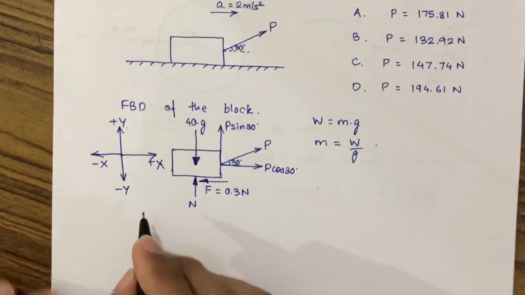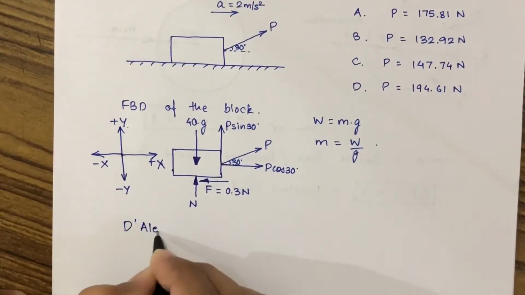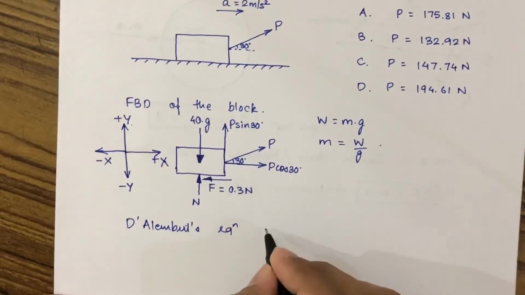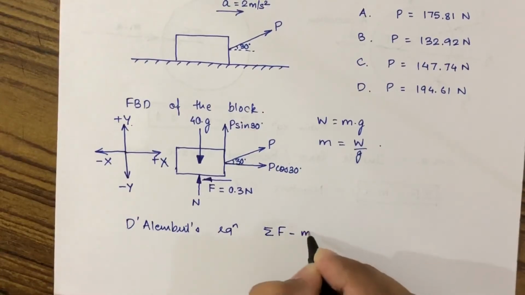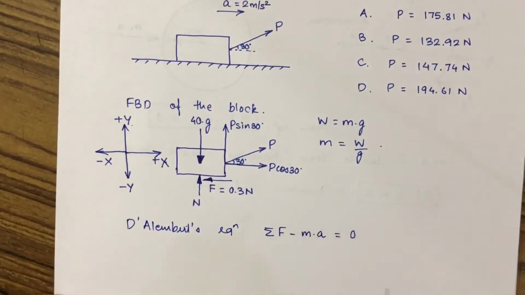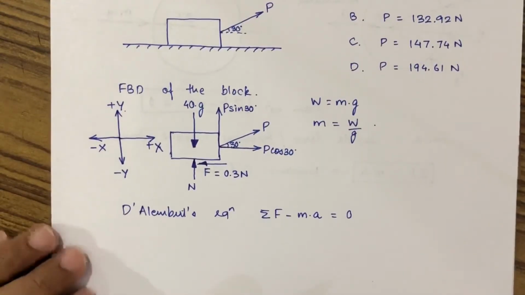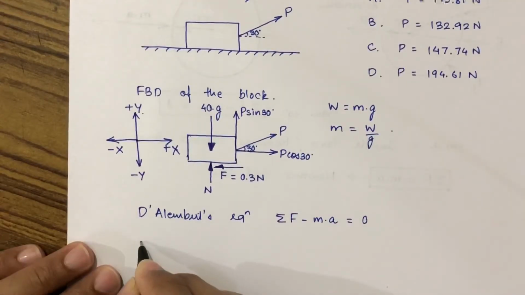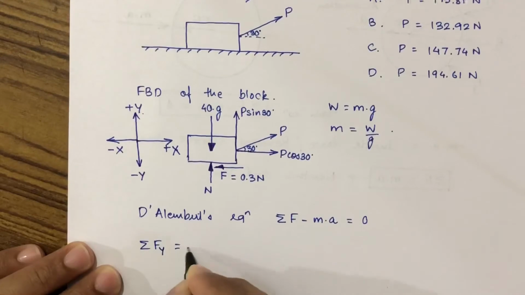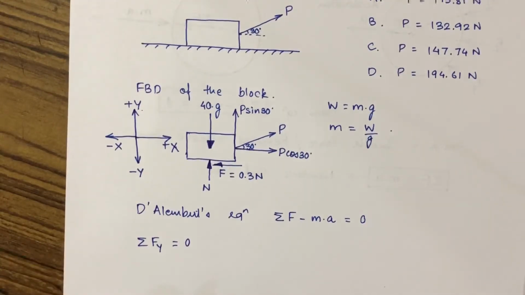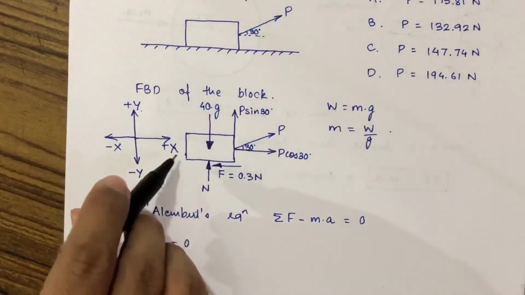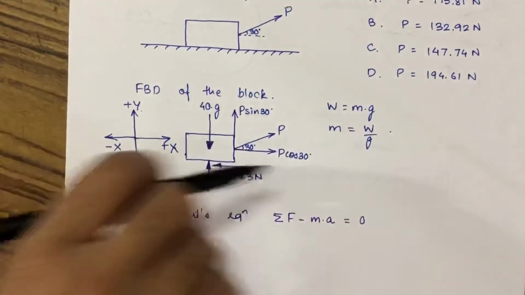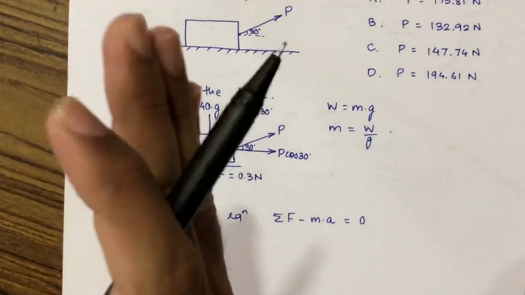Now, according to D'Alembert's equation, it is given as summation F minus mass into acceleration is equal to 0. So let us first assume summation Fy equal to 0. This is the first condition of equilibrium. Summation Fy equal to 0. Now we can see here that the block is moving in the x direction only. It is not moving in the y direction.